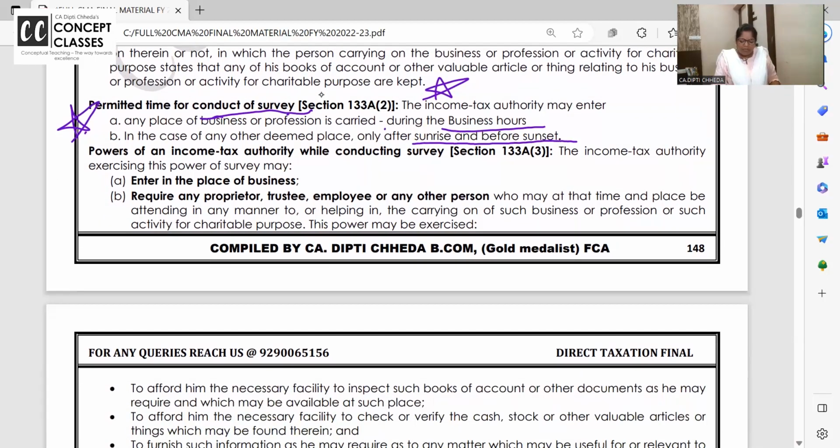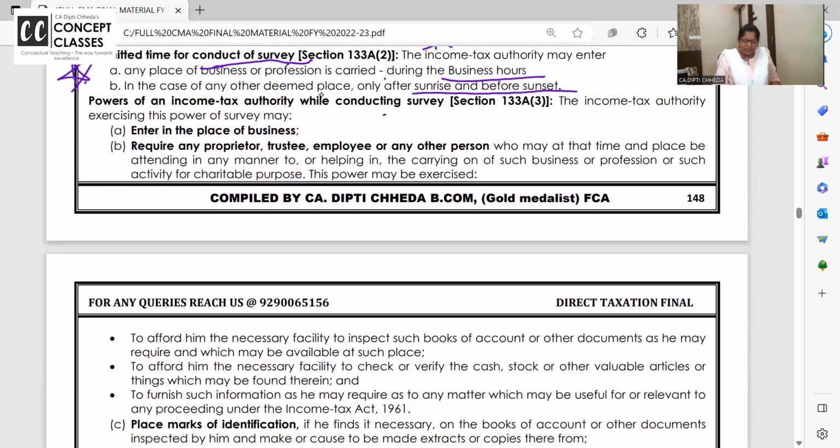Power of income tax authorities while conducting the survey: they can enter the place of business. Now here the difference has come. In search, you can enter any place, vessel, vehicle, aircraft, and so on, that is not there. Enter only the place of business.